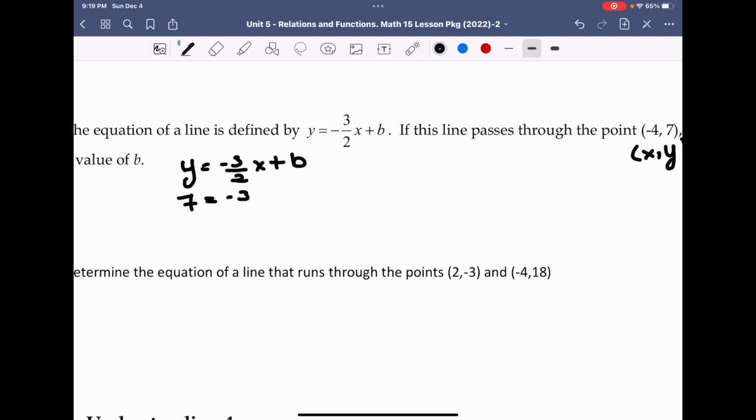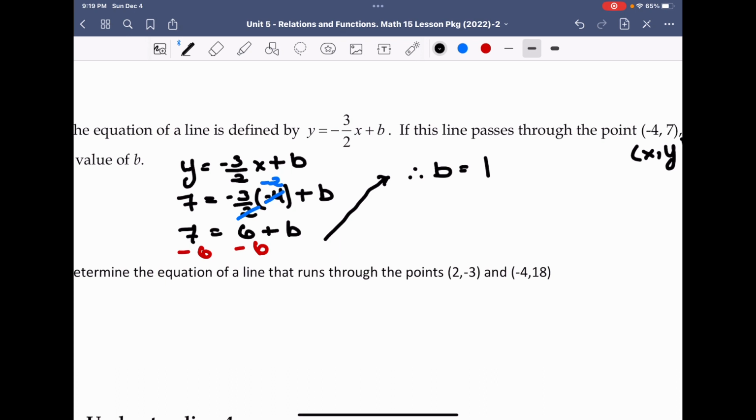7 is equal to negative 3 over 2 times negative 4 plus b. 7 is equal to negative 4 divided by a positive 2 will result in a negative 2, and negative 3 times negative 2 is 6, plus b. Finally, we want to subtract away 6 from both sides. Therefore, we get a b value of 7 minus 6, which is 1. So our constant term, or the y-intercept as we could even put it, is equal to this 1.